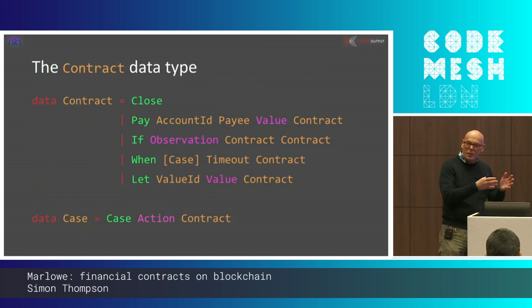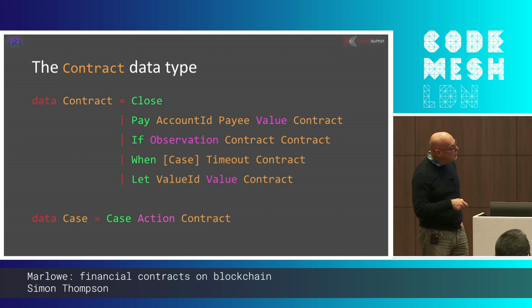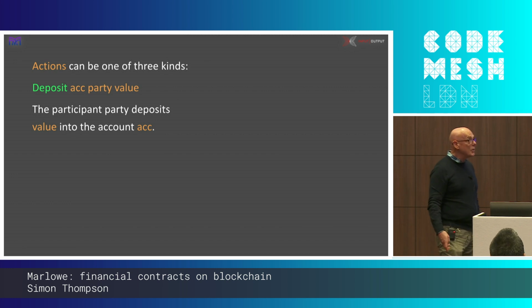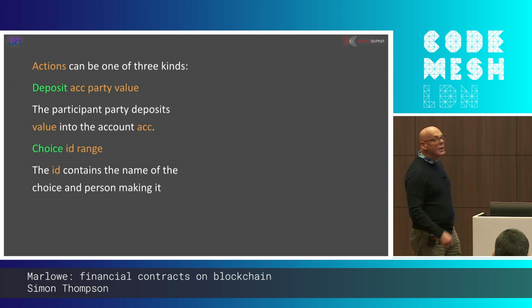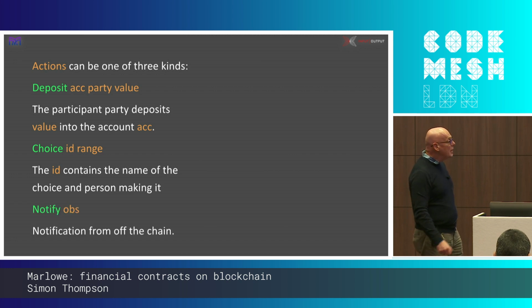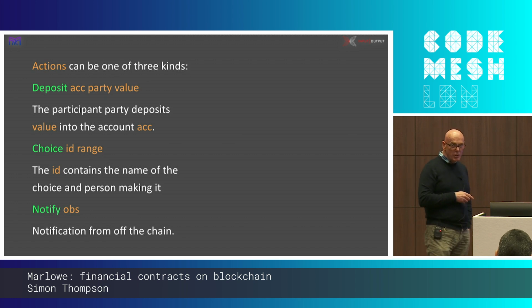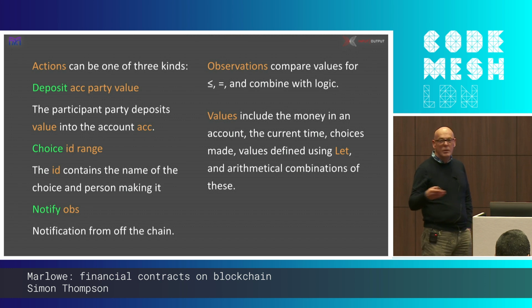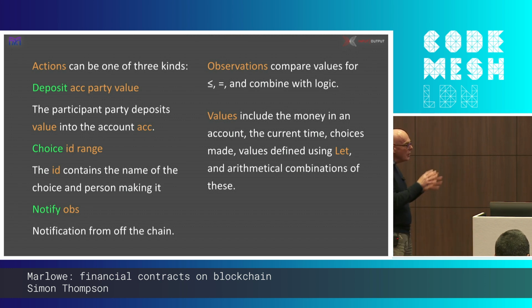In this, we've got a simple set of contracts. We've got some other data types in here: a type of values, a type of observations, a type of actions. Perhaps the most interesting of these are the actions. We can wait for somebody to deposit some money. We can wait for somebody to make a choice from a range of options. And we can notify an observation from a participant off the blockchain. And then observations just allow us to compare values, and values are values. So we've got a small core language.